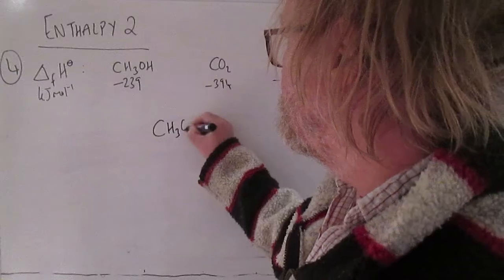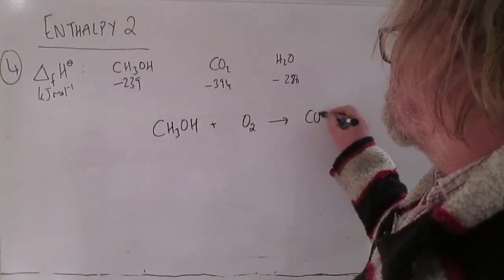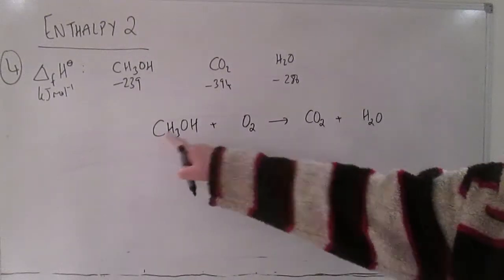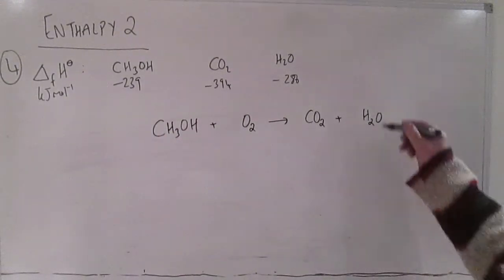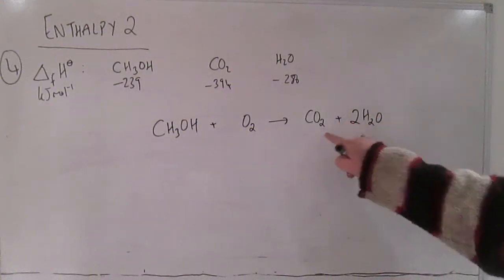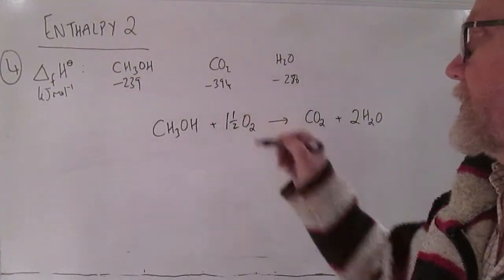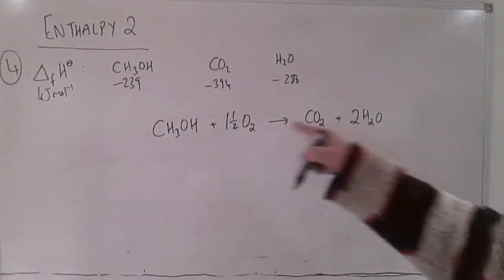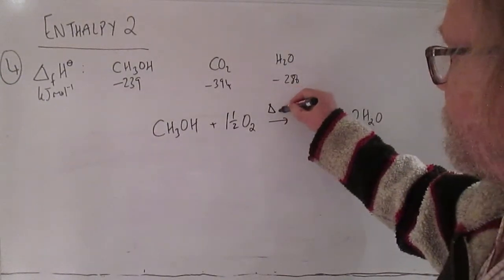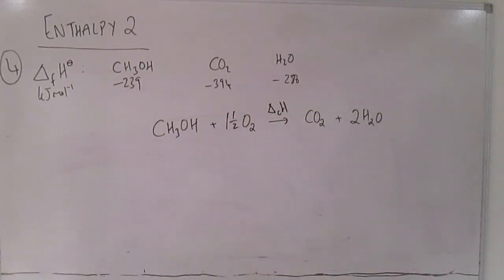So we have methanol, CH3OH, plus some oxygen goes to carbon dioxide plus water. So obviously first we've got to balance that. So 1 carbon means 1 CO2, 4 hydrogens altogether means 2 waters, and altogether we've got 2 oxygens plus 2, so 4 oxygens on the right. We need 4 on the left. One of them is already there, so we need 1.5 O2 to make it balance. So that reaction is the reaction which defines delta H of combustion. So delta H for that reaction will be the delta H of combustion, because it's burning 1 mole of methanol.